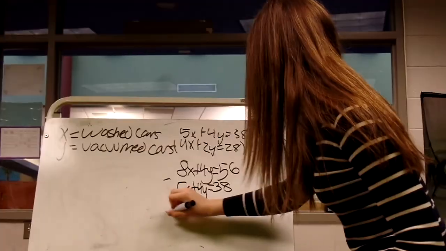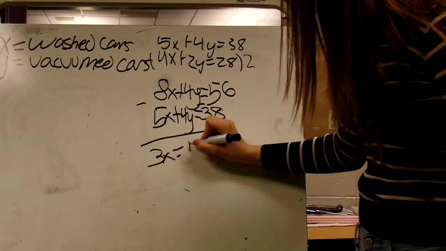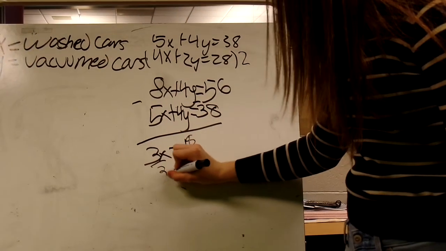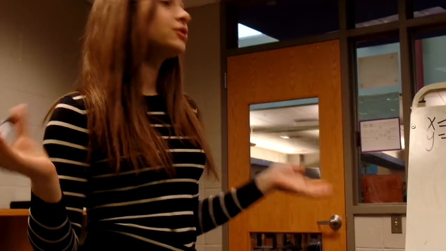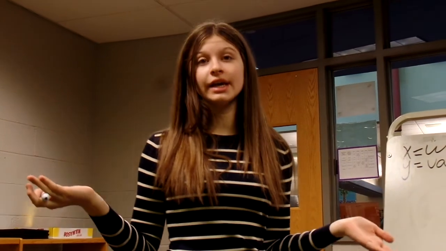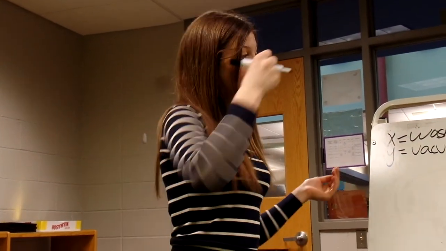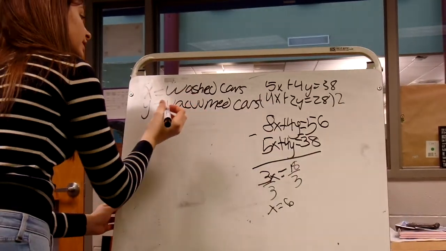Then you can just easily subtract the 2. So that equals 18. And then you would divide by 3 on both sides to get x equals 6. So now that we know that our x value is 6, we need to solve for our y variable. We're going to substitute in our x for 6.